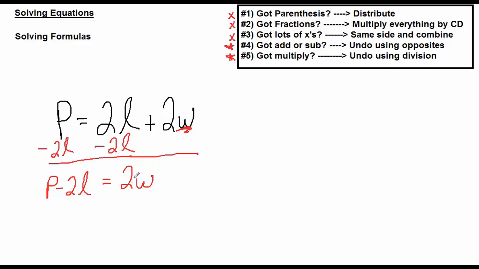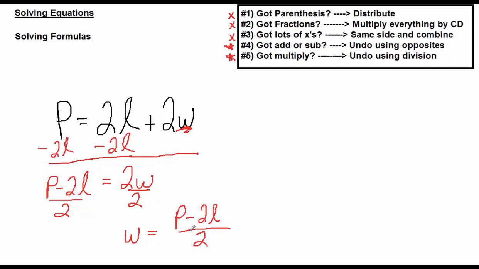So to undo times by 2, we're going to divide by 2. And we'll divide all this by 2. And so we get W equals P minus 2L all over 2. That's our answer. You could go further if you wanted to.